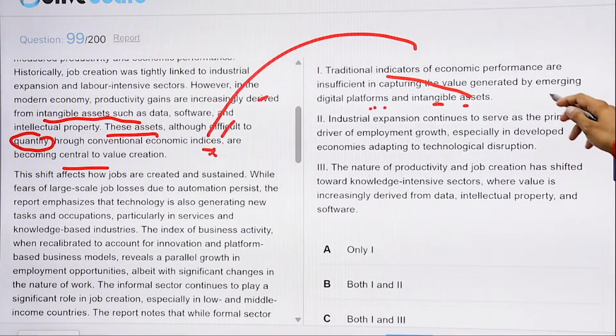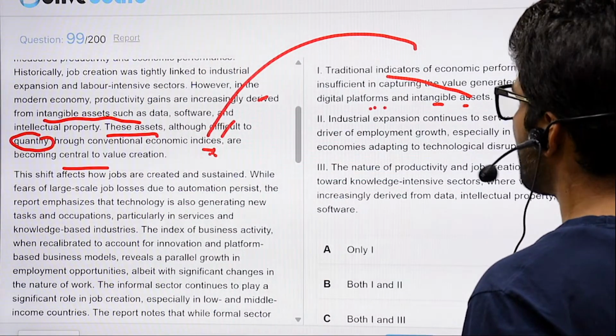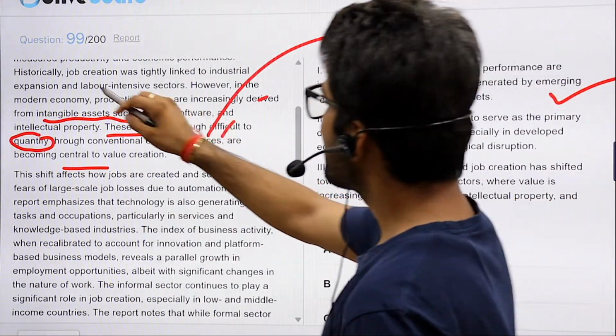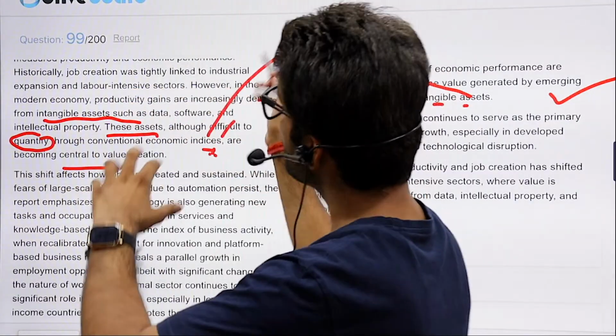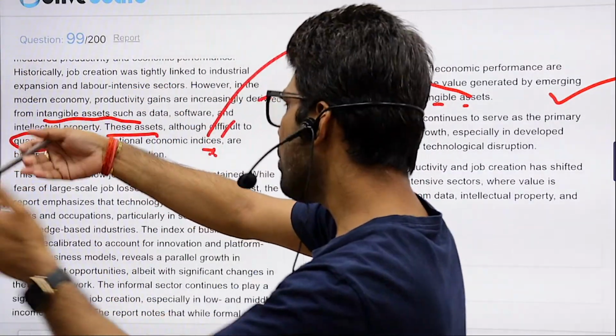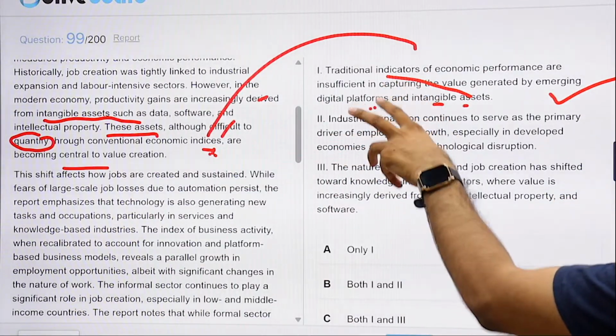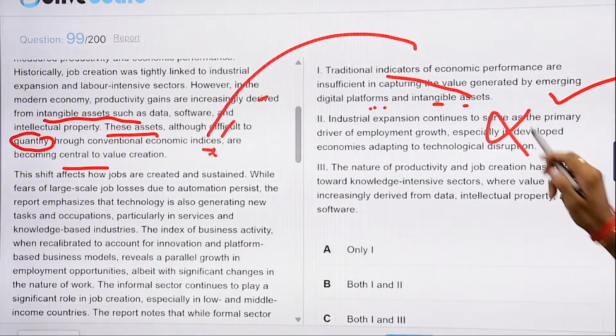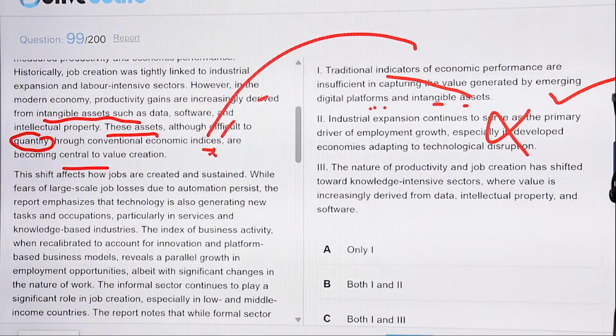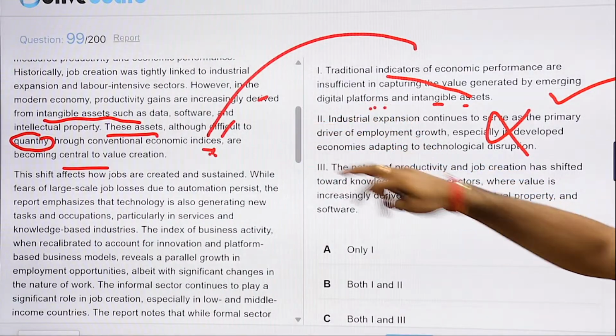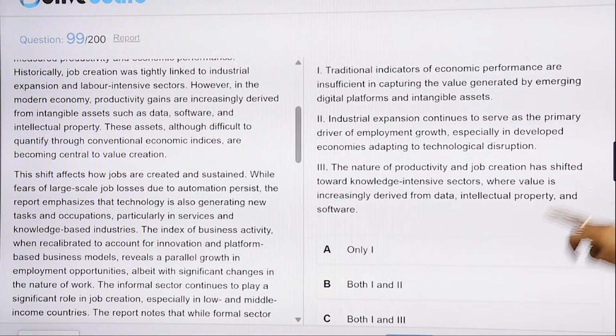I would say the first one is correct, matching the tone, not exactly stated. Industrial expansion continues to serve as the primary driver of employment. No, no, no. The passage started historically, job creation was linked to industrial expansion. However, that means we have a change in tone. Modern economies are derived from intangible assets. So it doesn't continue to serve. The nature of productivity and job creation has shifted toward knowledge intensive sectors where value is increasingly derived from data, intellectual property, and software. Of course, yes, first and three.